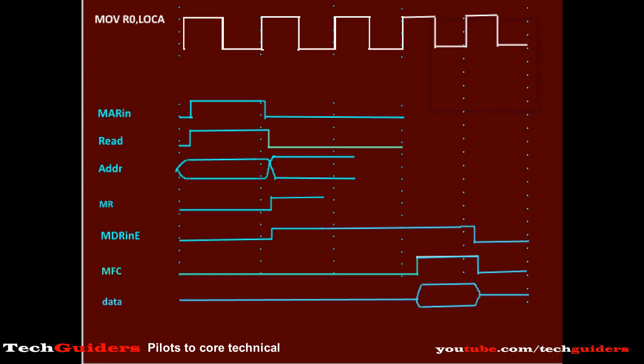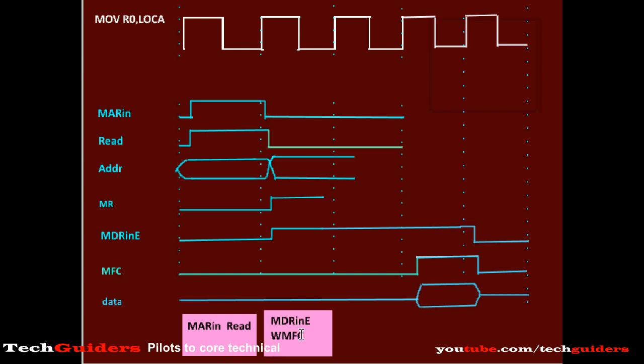So to fetch the operand from the memory, we load the address of the operand to the memory address register and generate the read control signal. When the address becomes available on the address bus, we keep the MDR in E signal active and wait for the MFC signal. Now the operand is available in the memory data register.